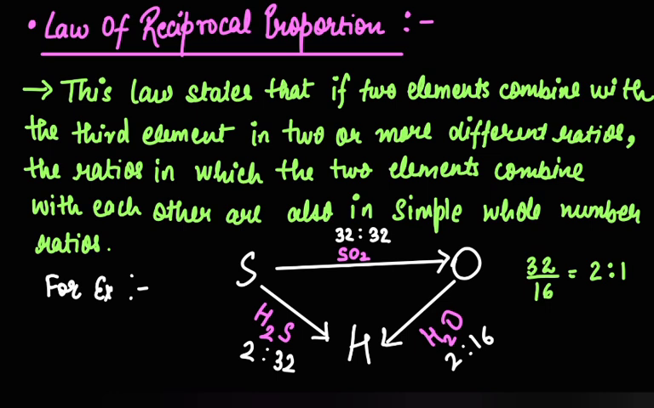Now we'll see the third compound, which is SO2. Its ratio is 1 to 1, which when combined with the ratio of 2 to 1, will give us 2 to 1 only. Therefore, this is your simple whole number ratio.